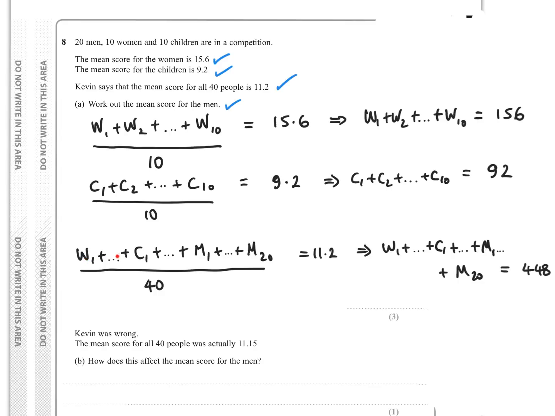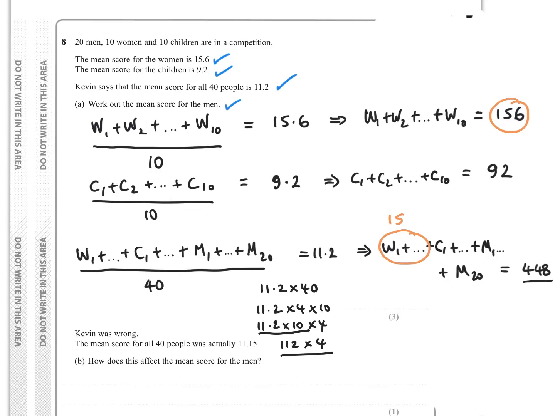Then I've got all the women, all the children, all the men, divided by a total of 40 is 11.2. Now this is a non-calculator paper, so you've got to do 11.2 times 40. So I guess one way of doing it is 11.2 times 4 times 10, and 11.2 times 10 times 4 is the same, which is just 112 times 4, which you can work out to be 448. So what we know is that the sum of all the women was 156. The sum of all the children is 92. And we've just got to work out the mean score for the men.